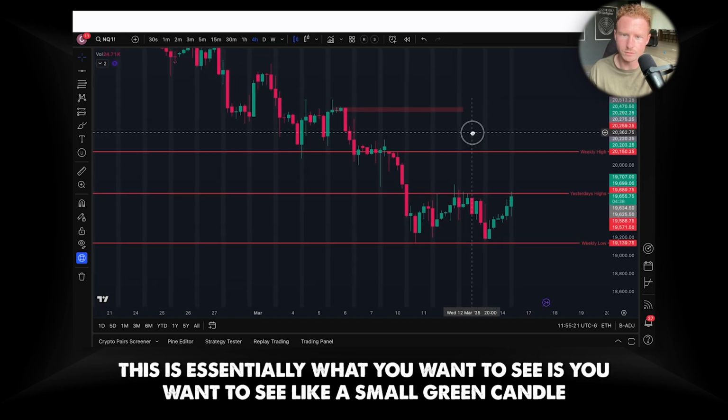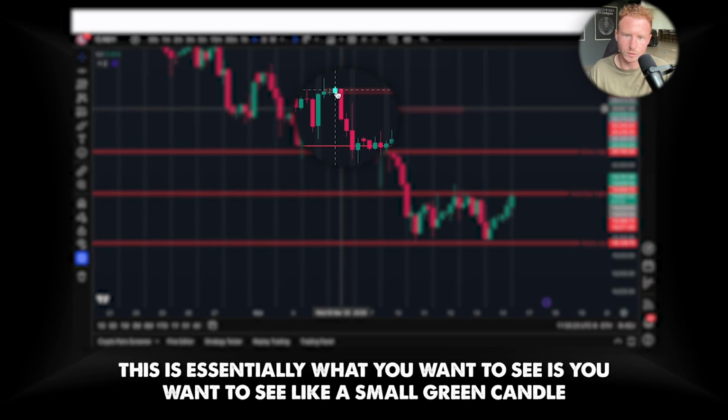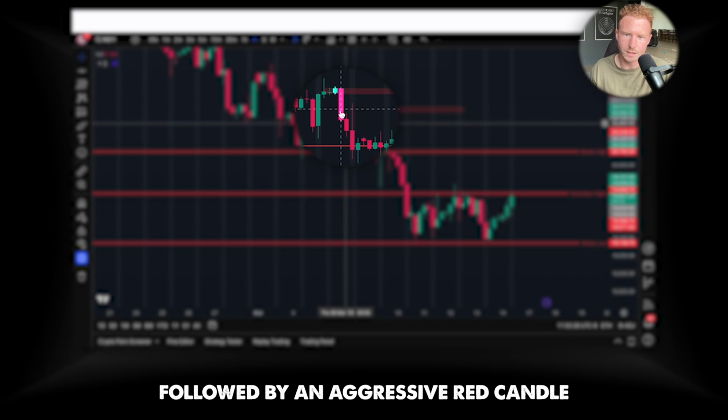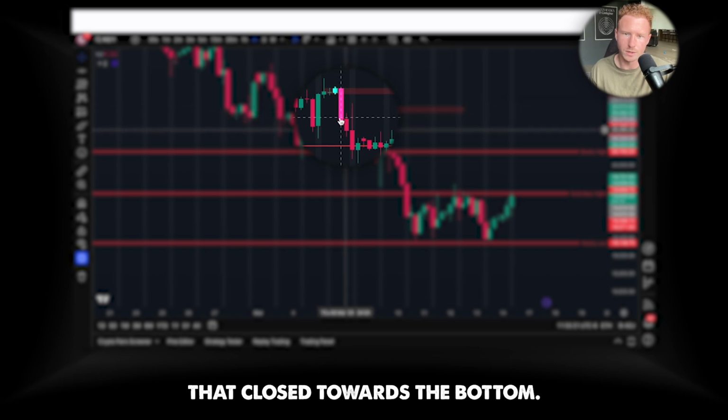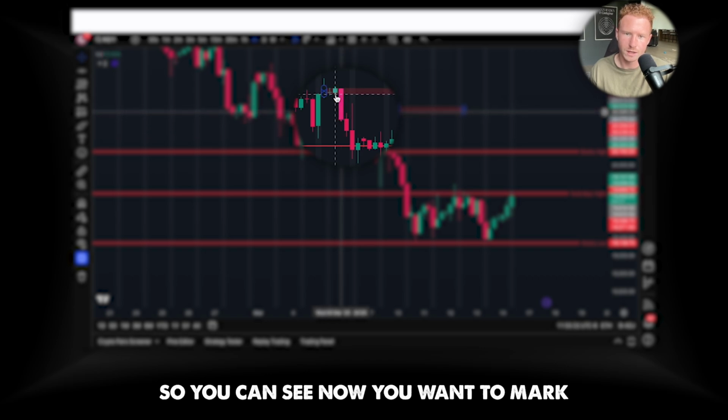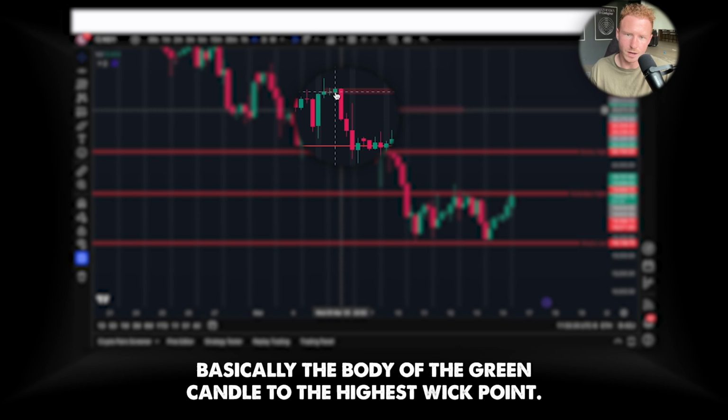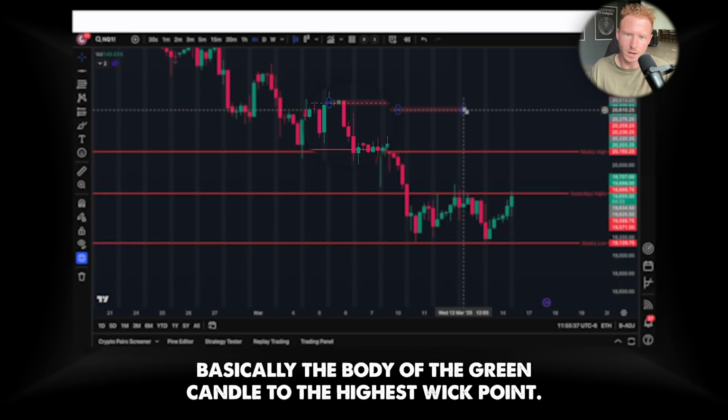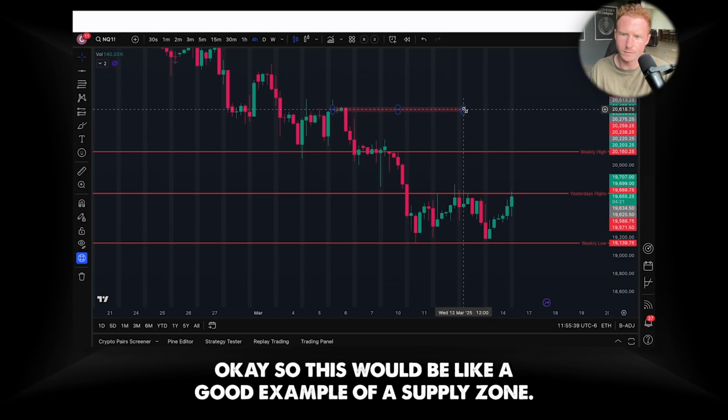This is essentially what you want to see: a small green candle followed by an aggressive red candle that closed towards the bottom. So you want to mark the body of the green candle to the highest wick point. Okay, so this would be a good example of a supply zone.